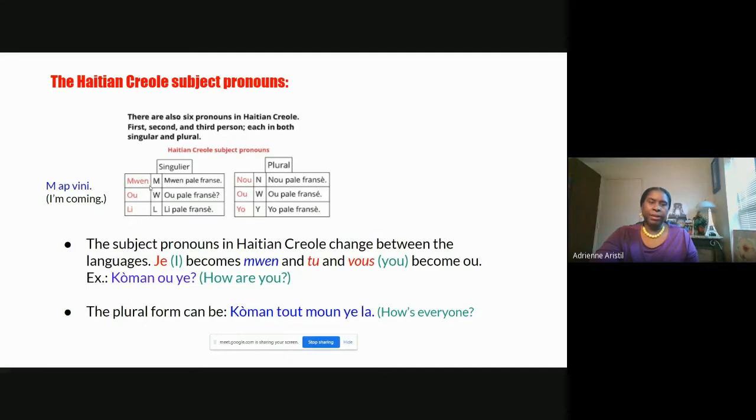Moi. Moi, you see moi here, but you can use the abbreviation, the short one, M. I will tell you later. Let's go. Moi for first person singular, ou for second person singular, li for third person singular, and nous first person plural, ou second person plural, yo third person plural.